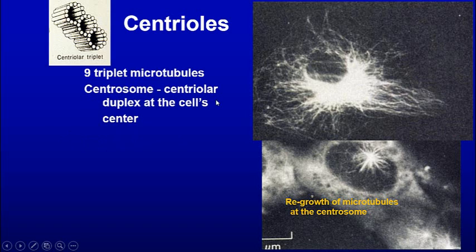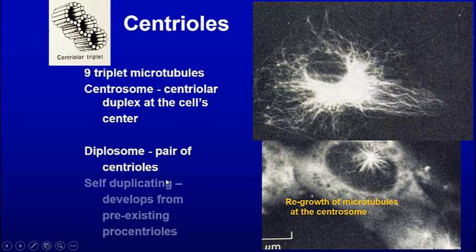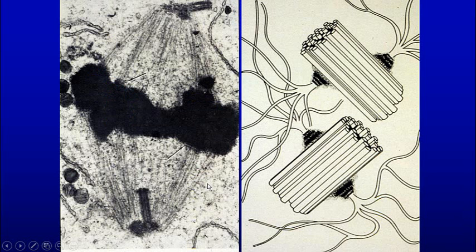A centriole is a duplex in the center of the cell, composed of nine triplet microtubules. A diplosome is a pair of centrioles, and centrioles are self-duplicating. They develop from pre-existing procentrioles. Here we see centrioles here and here, and so we see where the chromosomes are pulled apart.